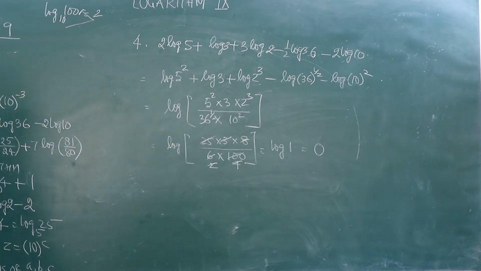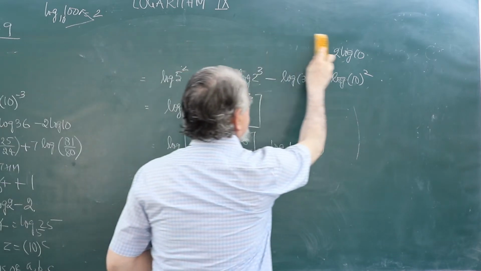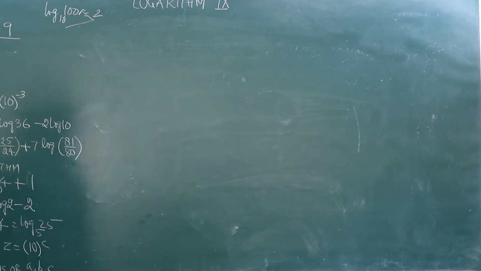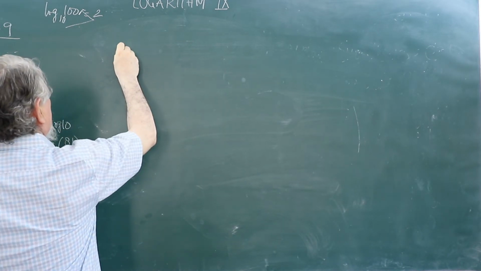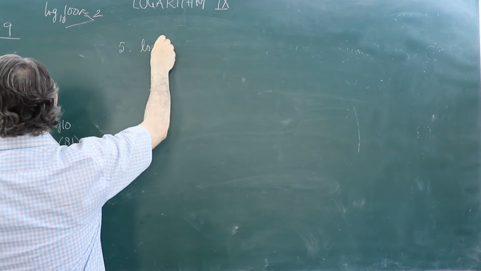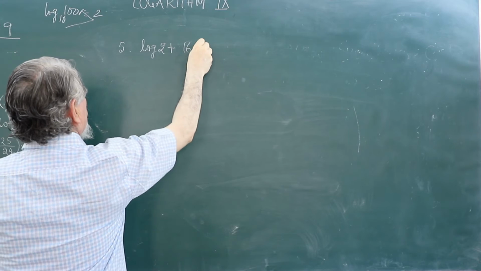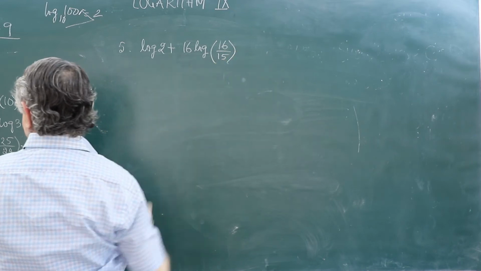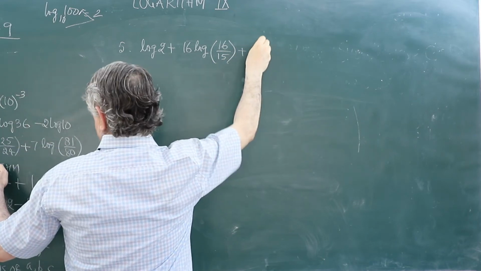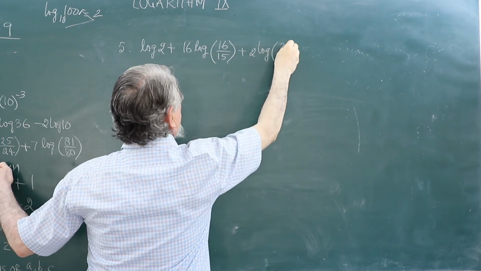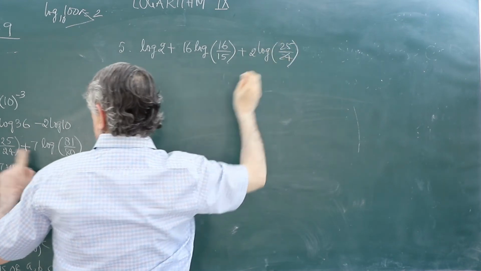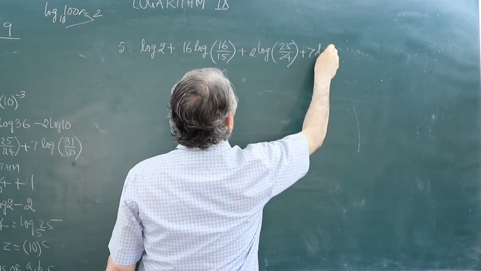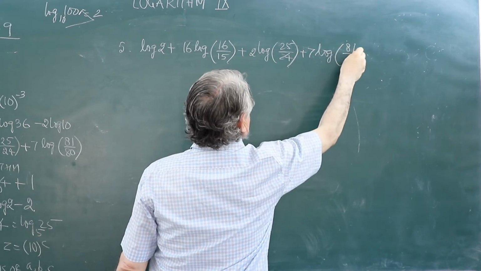Now let us see the fifth question. On exactly the same basis we will be doing question number 5. In question number 5 I have log 2 plus 16 log 16 upon 15 plus 2 log 25 upon 24 plus 7 log 81 upon 80.